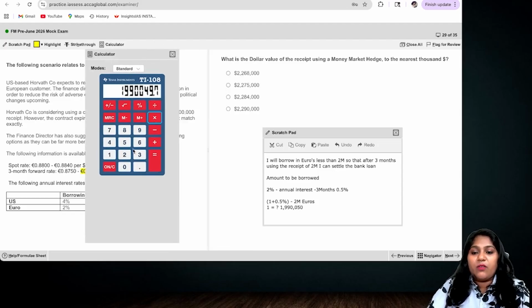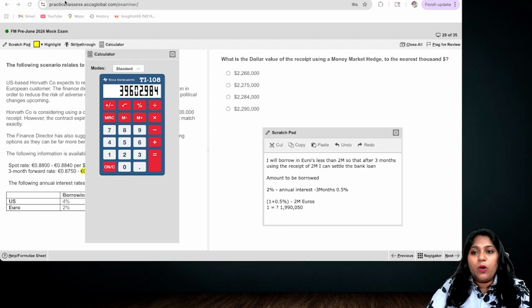So that afterwards, you can go ahead and add that 0.5 percentage. This value, 1,990,050, multiplied with 0.5 percentage, you'll get 2 million euros, people. So I shall borrow this much.